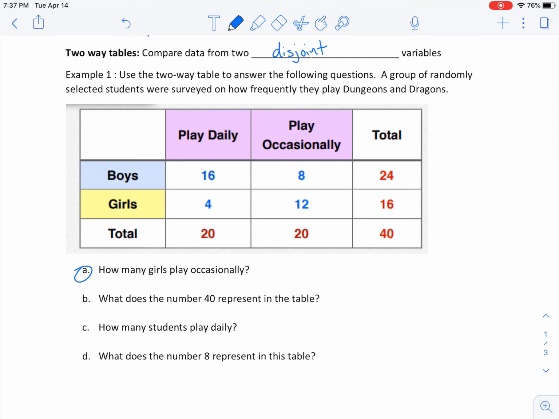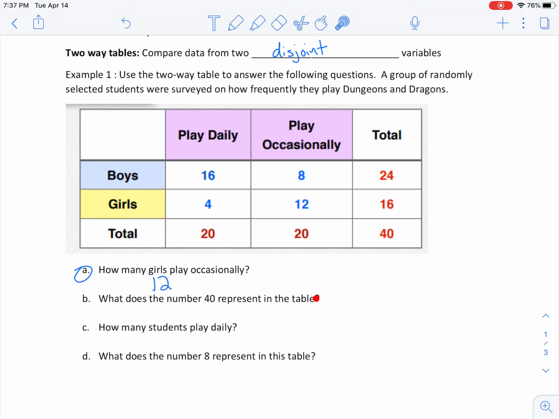All right, so question 1 says, how many girls play occasionally? So to answer this question, I'm going to look at girls in this two-way table that we have right here. I'm going to say of those girls, so we have 16 total girls, how many play occasionally? So girls play occasionally, 12.